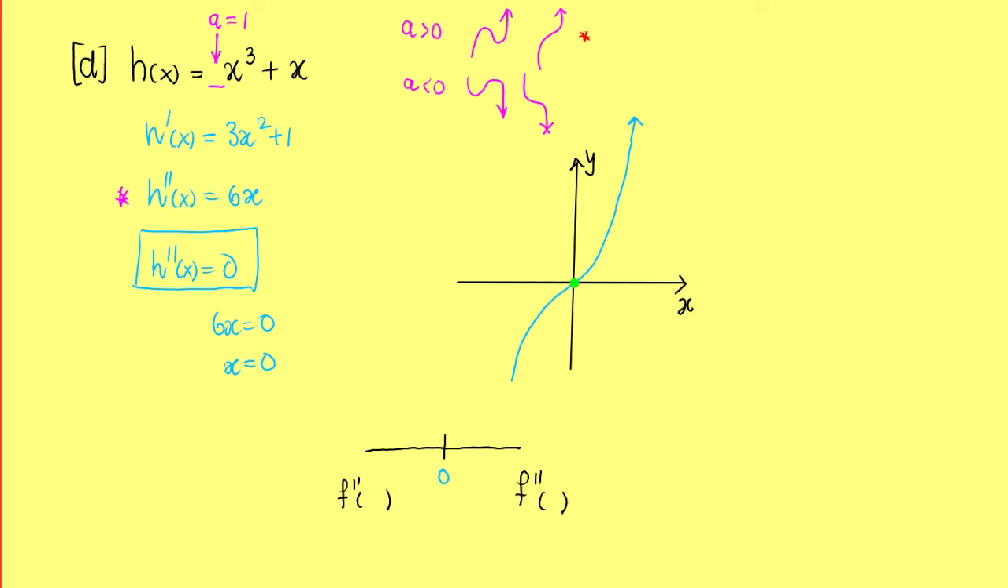Sub in values into the second derivative. If you sub in -1, well, 6 times -1 is -6. If you sub in +1, well, 6 times +1 is +6. So on the right side, we have concave up, and on the left side, we have concave down.